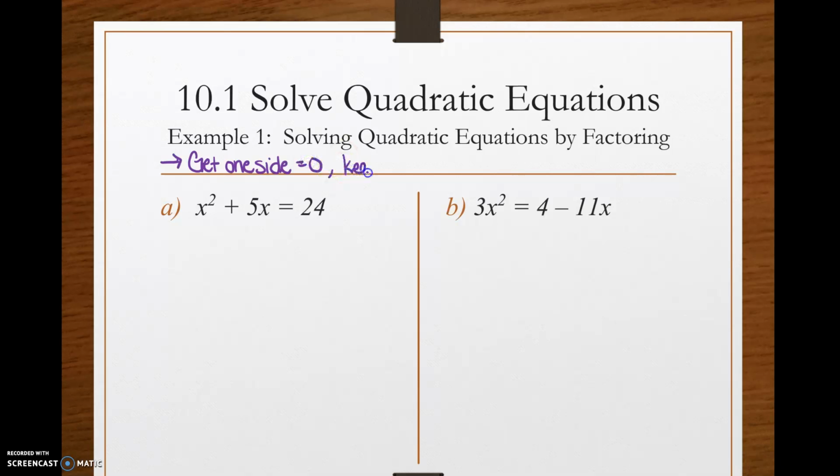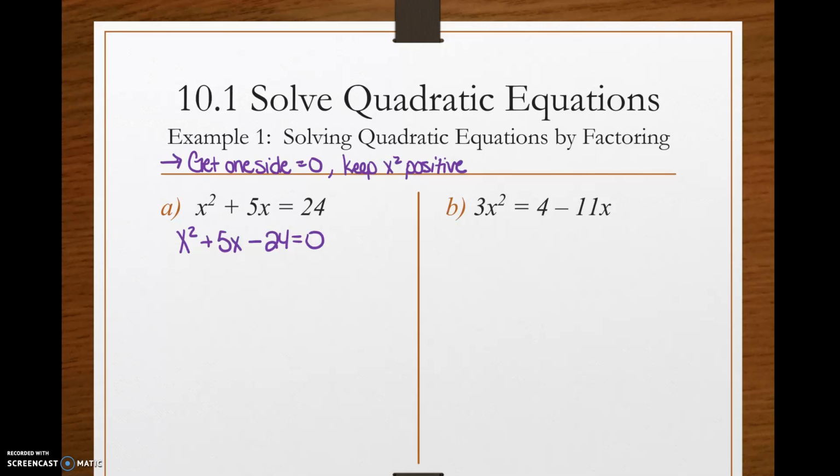You also need to keep x squared positive. Your life will be a lot easier if x squared is positive. You don't want to let your x squared term be negative. So in example A, we would need to subtract 24 on both sides. And you don't have to show every step. You can just write x squared plus 5x minus 24 equals 0.